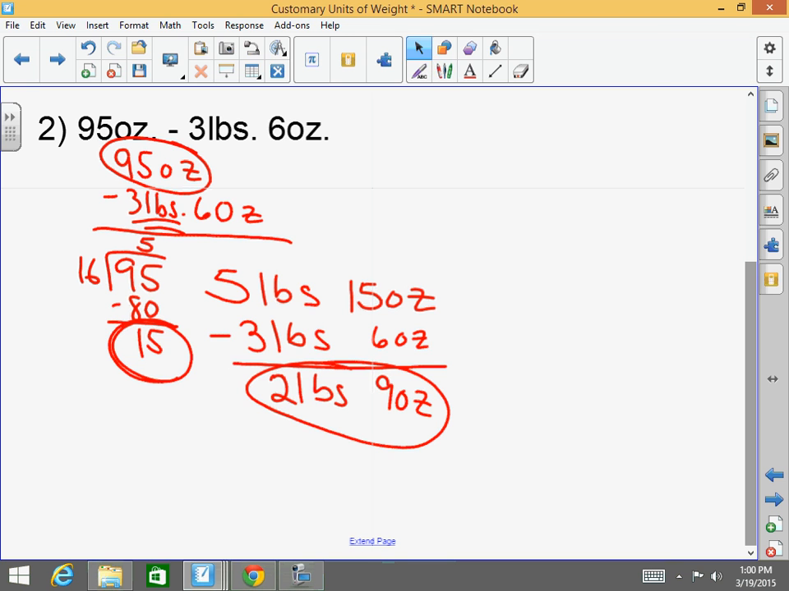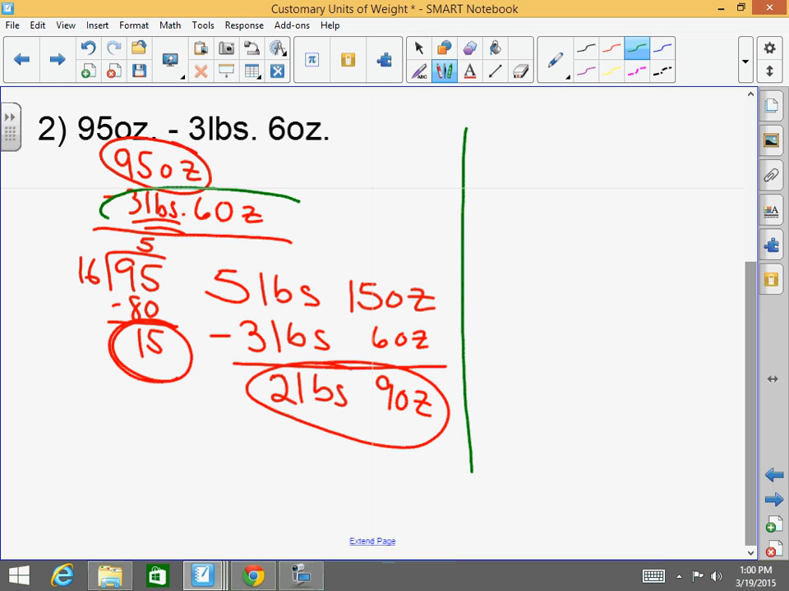Let's say I wanted to go the other route. Let's say I wanted to turn 3 pounds, 6 ounces into pure ounces. Well, I got to go from pounds to ounces. When I'm going from large to small, I multiply. So 16 ounces in every pound times 3 pounds, that's 48 ounces, plus the 6 ounces gives me 54 ounces.